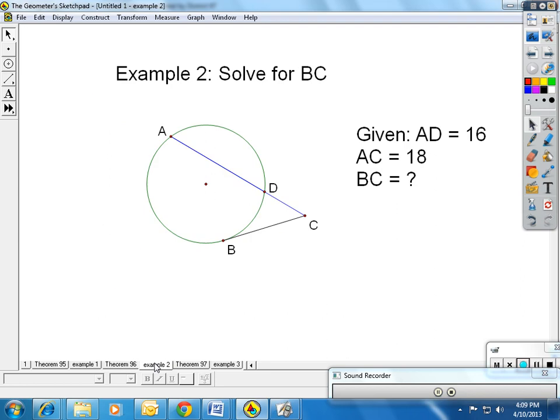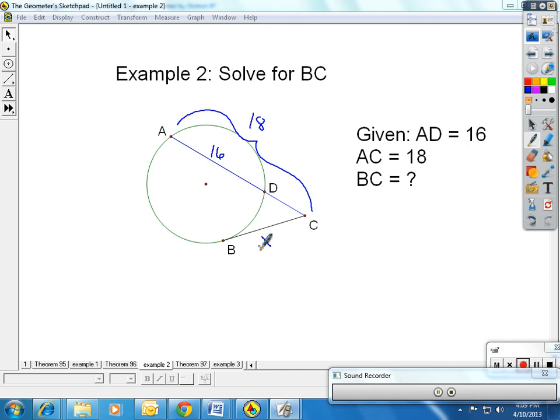Example 2. Let's put some numbers to it. AD is 16. That's 16 here. AC, that's the entire distance here, is 18, and BC is, I don't know. What is BC? We'll call that X.